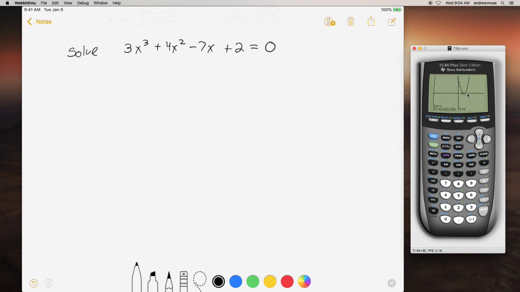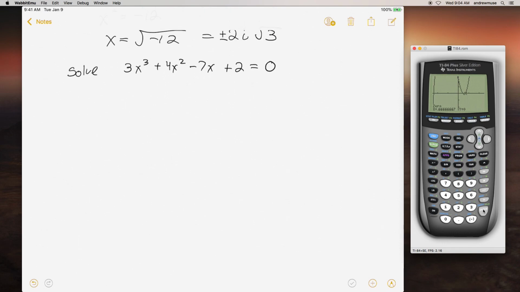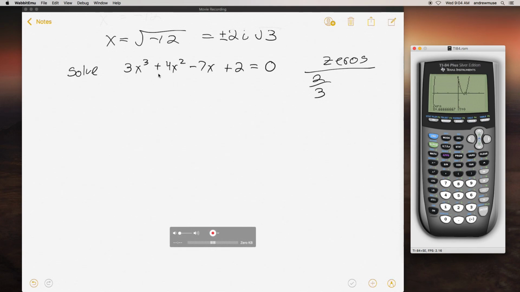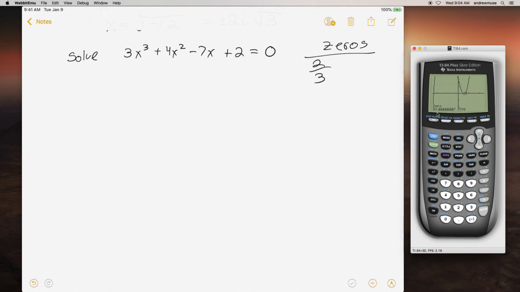So let's check this last one. To the left, to the right, and we find it to be 0.6666 repeating. Now we know what that is. We know that's 2/3. These other two guys we couldn't recognize. We're going to have to get those by finish solving this. But if we have 1 zero, since it's a third degree, and we know we can get it to a quadratic by doing synthetic division. So we've got 1 zero by looking over here and finding this. Okay, so let's do synthetic division.